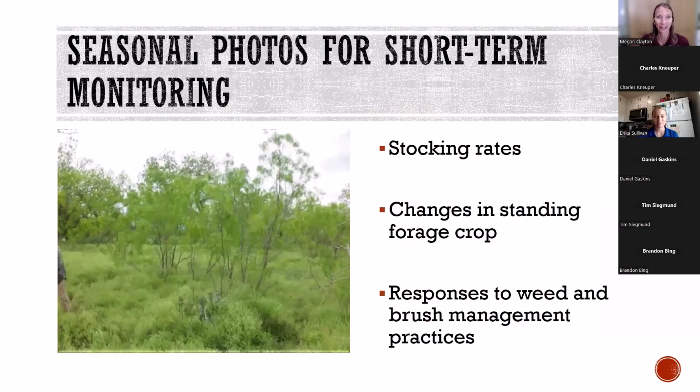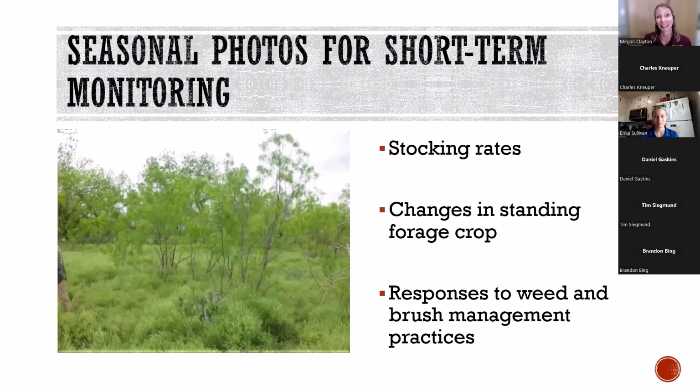Now, seasonal photos, those are short-term monitoring. And sometimes we can actually get more dramatic photos by taking seasonal photos. And so I think they're very exciting too. These would show different pressures from stocking rates. Maybe you've lessened up the number of livestock you have on the property, or you found a way to reduce the number of wildlife species who are constantly eating on the vegetation in there. There's changes in standing forage crop, either through weather or through rotational practices that you might be doing on the property, and then responses to weed and brush management.